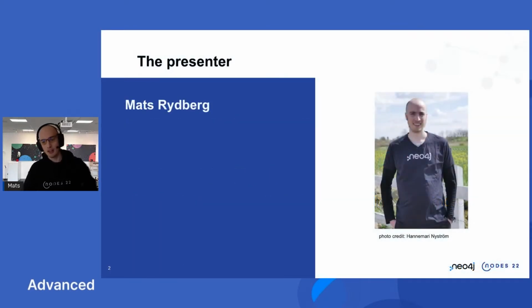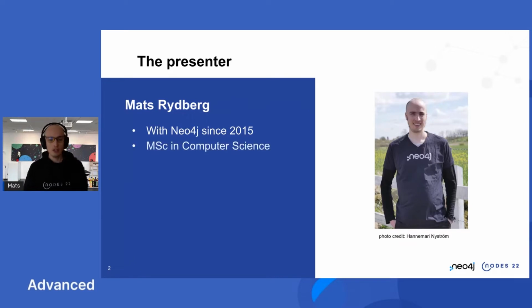Who am I? My name is Mats Rydberg. I live in Malmö, Sweden, which is also where we have our engineering headquarters. You see me on the lovely Scanian countryside in southern Sweden. I have been with Neo4j since 2015. I have a background in computer science where I hold a master's degree.